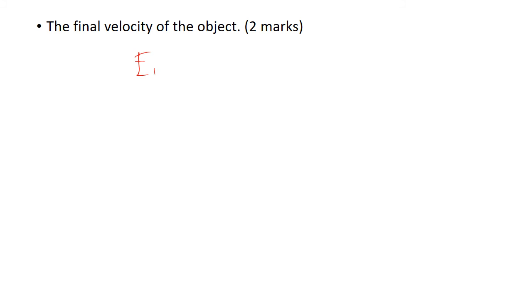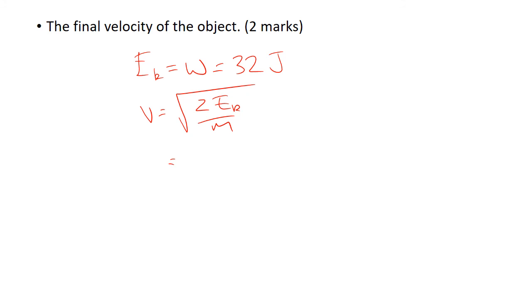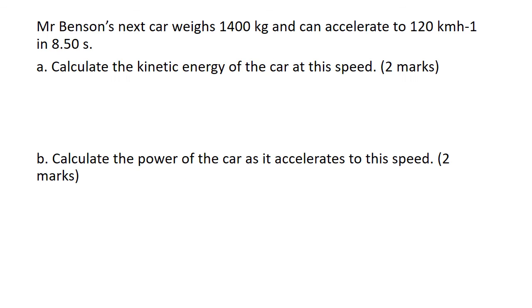The final velocity of the object. Again, we're talking about energy transformations here. So the assumption is that the kinetic energy equals the work, which is 32 joules. The velocity is root 2 EK over m. This is a really useful relationship. If you can't remember how to rearrange the equations, make sure you have this on your cheat sheet because you'll use it a fair bit. So all we do there is 2 times 32 over the mass of our object, which was 10, and we end up at 2.5 meters per second as our velocity there.